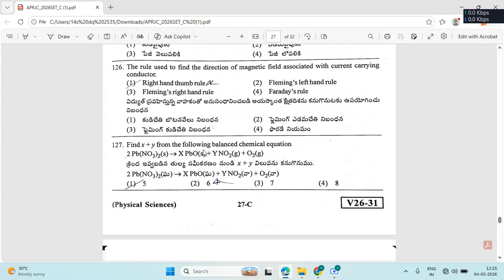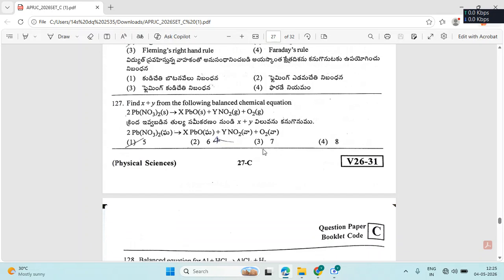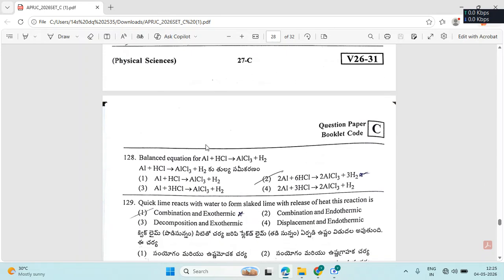Find x plus y from the following balanced chemical equation: 2Pb(NO3)2 gives x PbO plus y NO2 plus O2. Options are 5, 6, 7, 8. The correct option is 2, and the answer is 6.